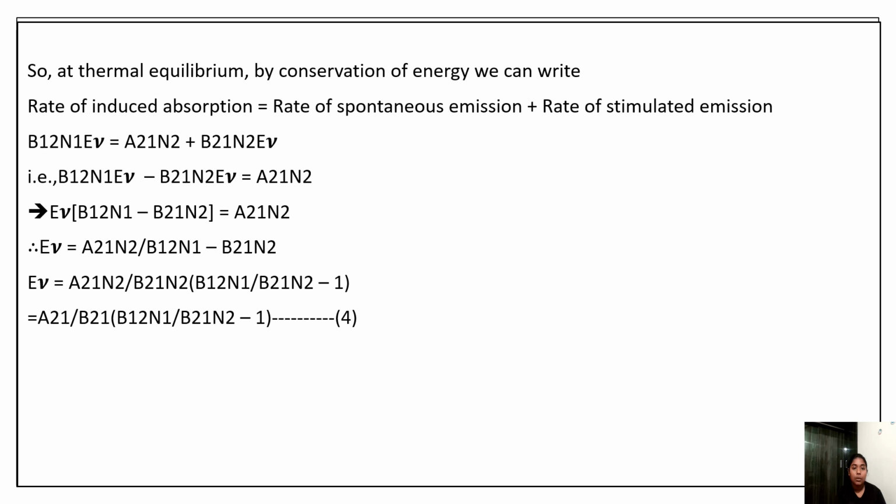Taking E mu common on the left-hand side, E mu is equal to A21 N2 divided by B12 N1 minus B21 N2. Taking B21 N2 common in the denominator, E mu is equal to A21 N2 whole divided by B21 N2 into B12 N1 by B21 N2 minus 1. That is also equal to A21 by B21 into 1 by B12 N1 by B21 N2 minus 1. Here N2 and N2 get cancelled, and this is considered as equation 4.